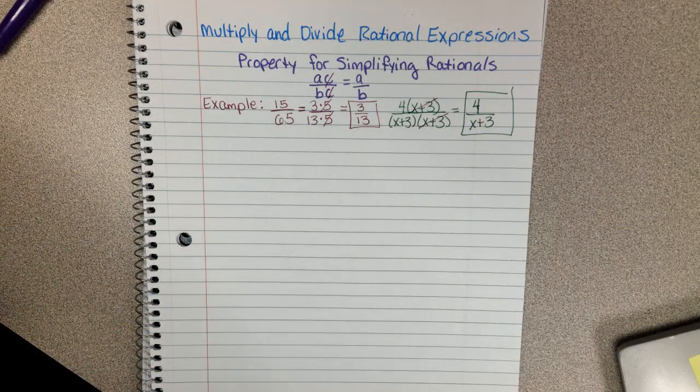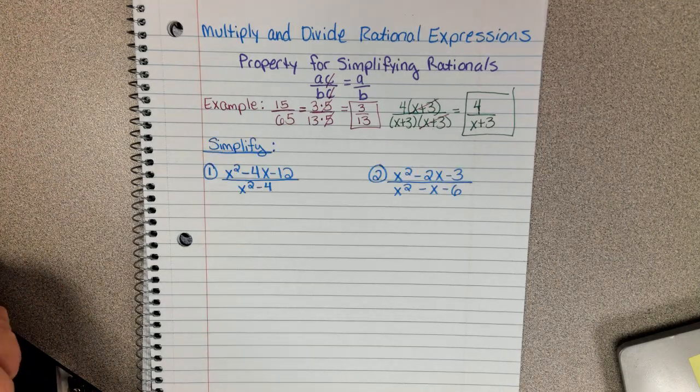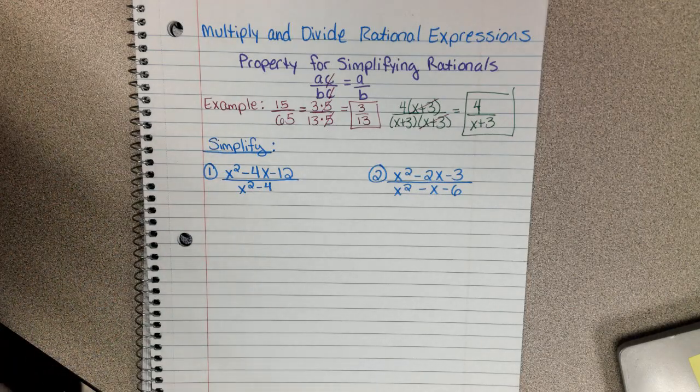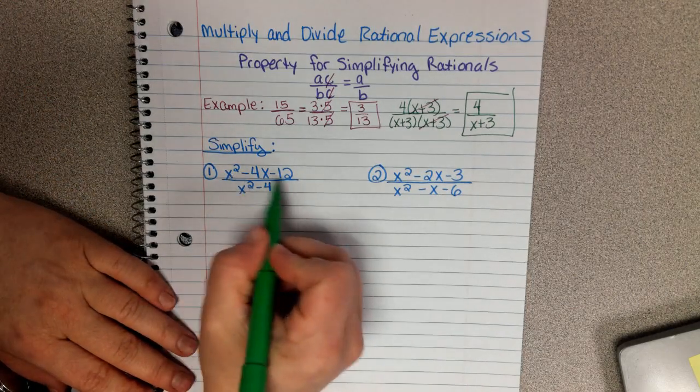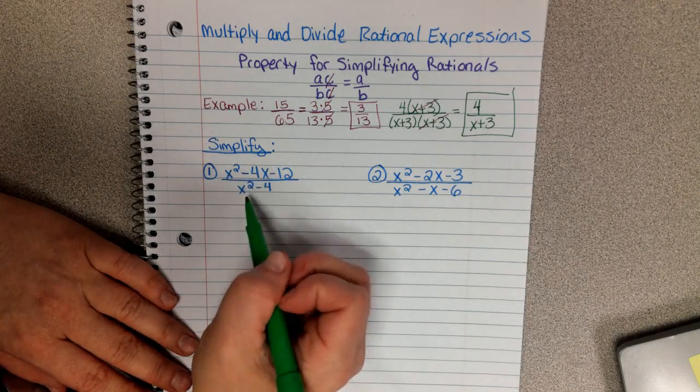So let's do some more examples of this with x in it, okay? Okay, so now we have some examples, and the directions are just to simplify. So the first thing I want to do is break this into factors, or the terms that multiply to give me these trinomial or binomial.